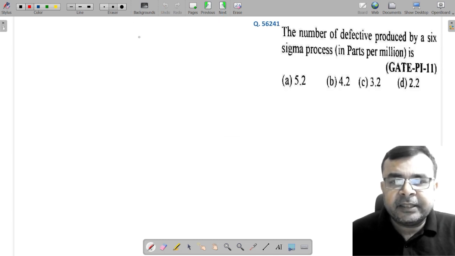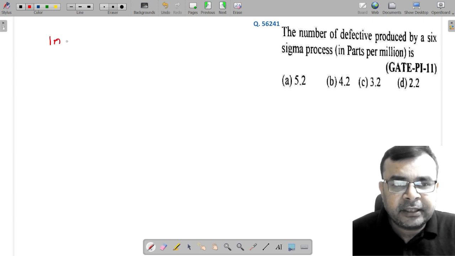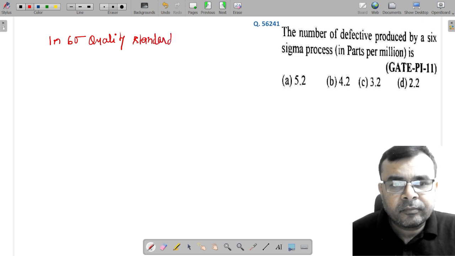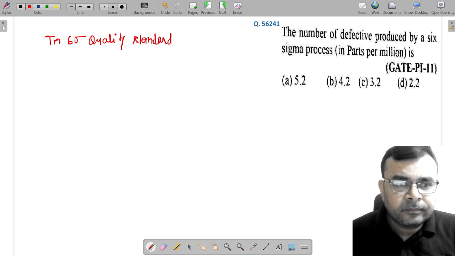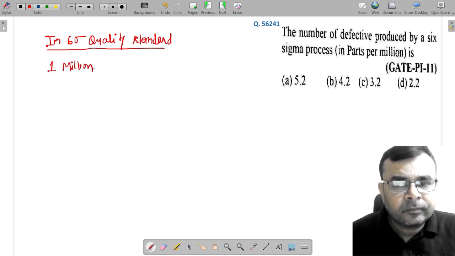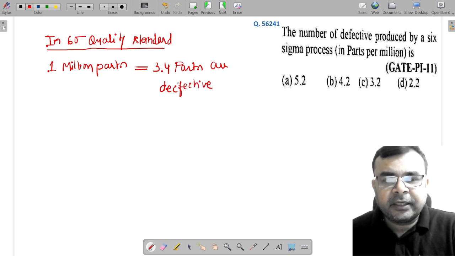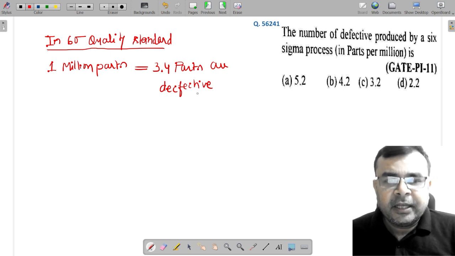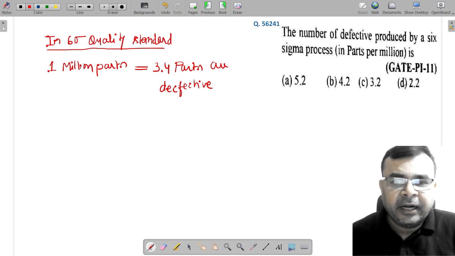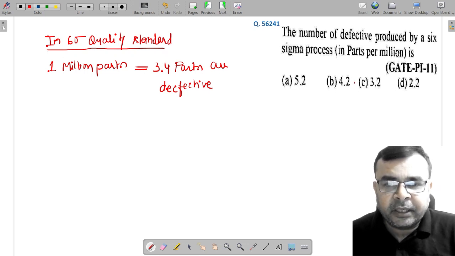Next, the number of defective parts produced by a 6 sigma process in parts per million. In a 6 sigma quality standard, out of 1 million parts, only 3.4 parts will be defective. Is it right? It means if you produce 1 million parts, then only 3.4 parts can be defective. So this is called a 6 sigma quality standard. According to this, there is no such option, so here I am choosing the most appropriate one, that is option C.